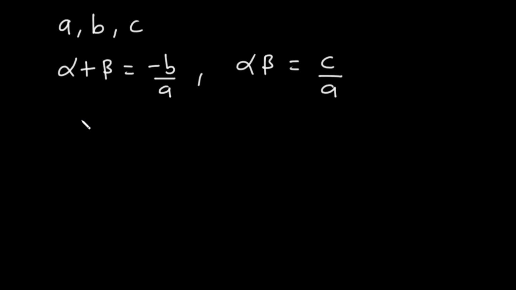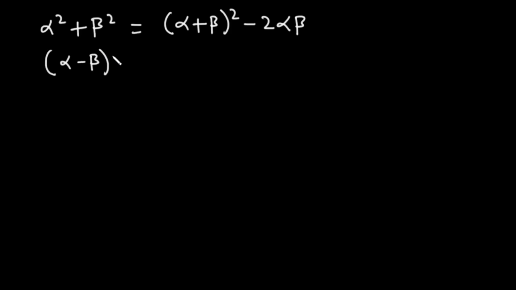Now, given the values of alpha plus beta and alpha beta of an equation, we can find the values of other symmetric functions of alpha and beta. A function of alpha and beta is said to be symmetric if it remains the same even when alpha and beta are interchanged. So now we are going to look at how some functions of alpha and beta can be expressed in terms of alpha plus beta and alpha beta. So now let's begin with alpha squared plus beta squared.